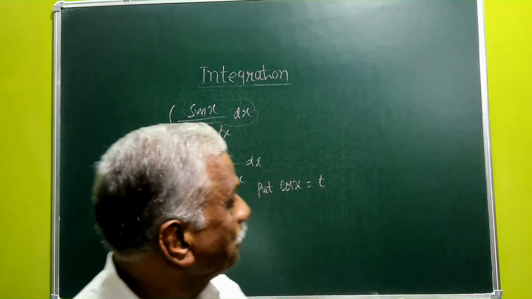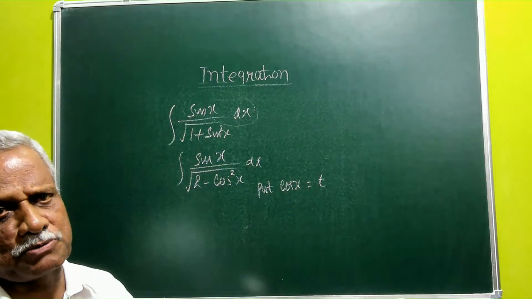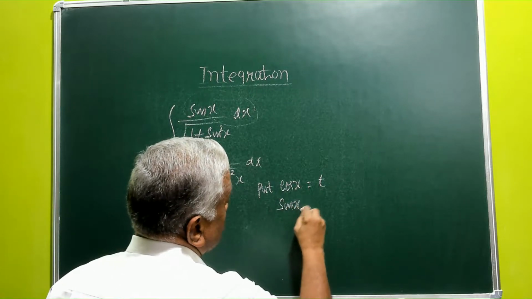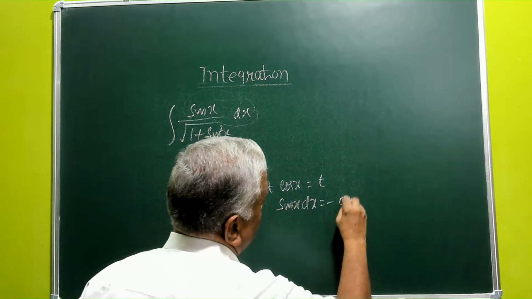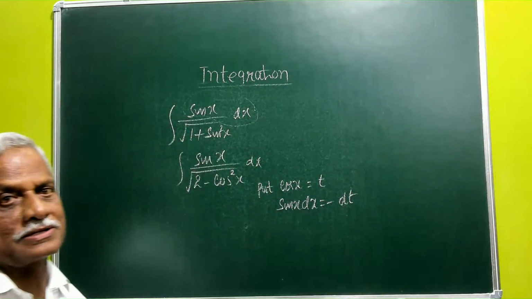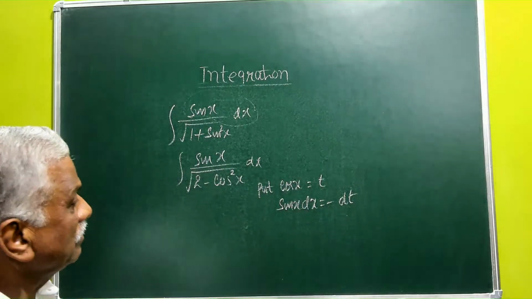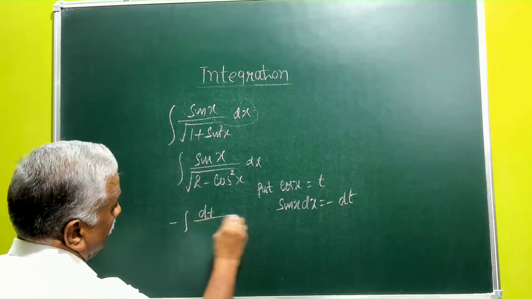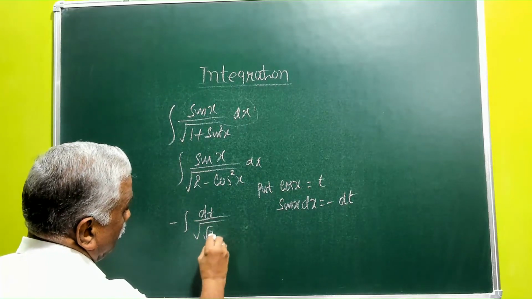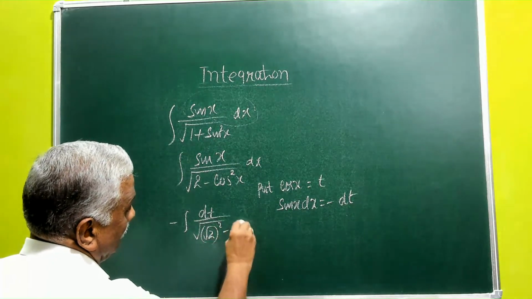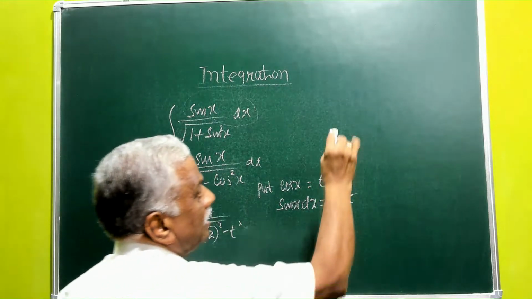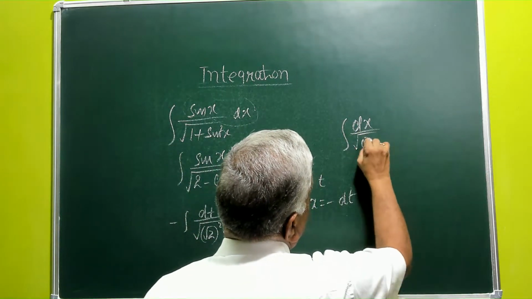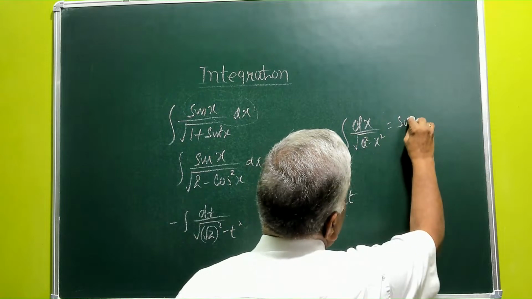Utilize it properly and see as many problems as possible. So if you put cos x as t, sin x dx is minus dt. The mind has to work so fast. You know that. No need of writing also. But here I am writing minus dt over root of root 2 whole square minus t square. So immediately the formula should come to your mind. a square minus x square is sin inverse x by a.